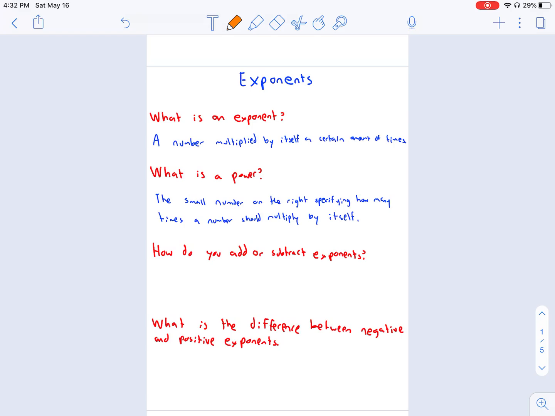So, today we will be answering the four questions. What is an exponent? What is a power? How do you add and subtract exponents? And what is the difference between negative and positive exponents?